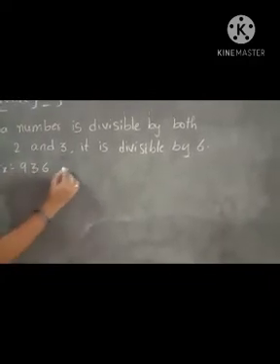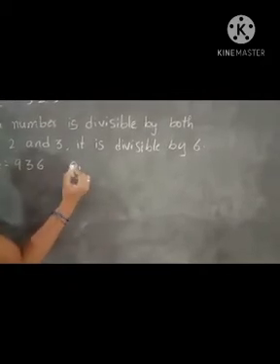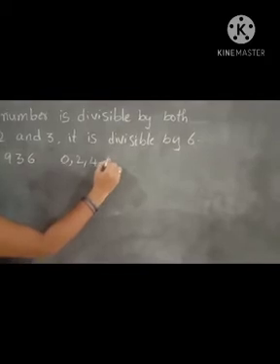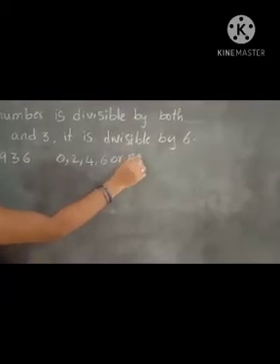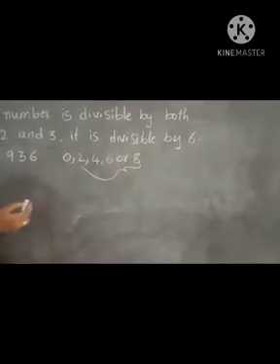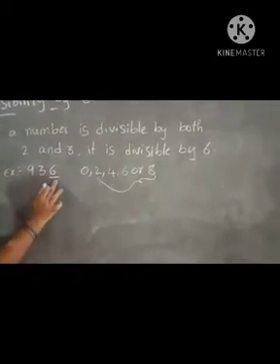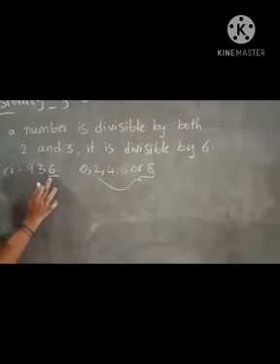What are the even numbers? 0, 2, 4, 6 or 8. These are the even numbers. So here in ones place, what is the number? 6. In ones place the number is 6.